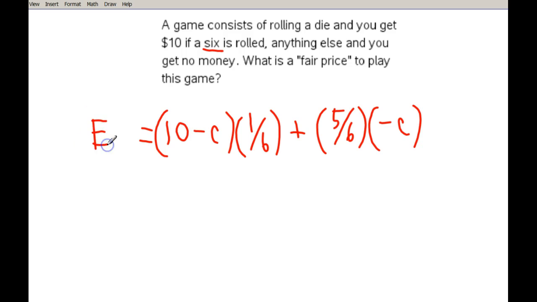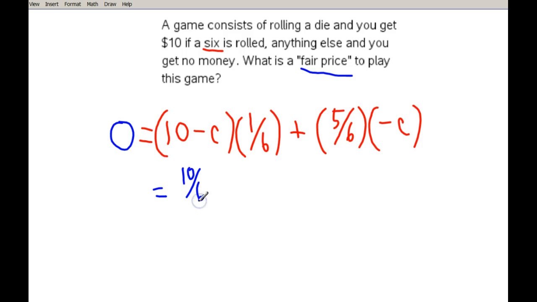Now, instead of just saying expected value here, which is our notation for that, I'm not going to put that, because in this particular problem, we don't know what C is, but we kind of know what our expected value should be. Because when it says a fair price, remember, if it's a positive expected value, the odds are in our favor. If it's a negative expected value, the odds are against us, which is the case for all casino games. However, if we want a fair price to play a game, the expected value should be 0. So now I have an equation, and then it's just a matter of solving this equation and getting the right answer.